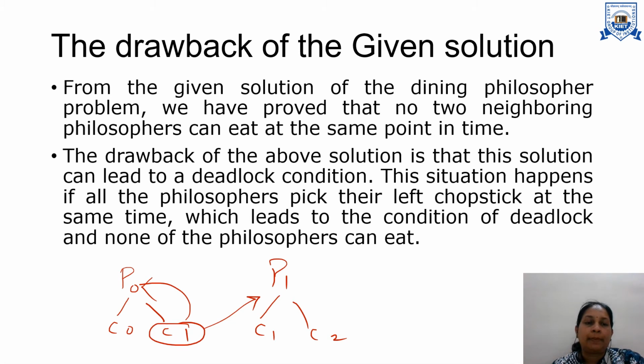This situation happens if all the philosophers pick their left chopstick at the same time, which leads to the condition of deadlock, and none of the philosophers can eat. You can easily visualize this situation. Suppose there are three processes P0, P1 and P2. Suppose P0 holds its chopstick C0, P1 holds its chopstick C1, and P2 holds its left chopstick, that is C2. Now all the processes are waiting for the second chopstick, but none of the processes is able to complete its task. So this is the situation of deadlock.